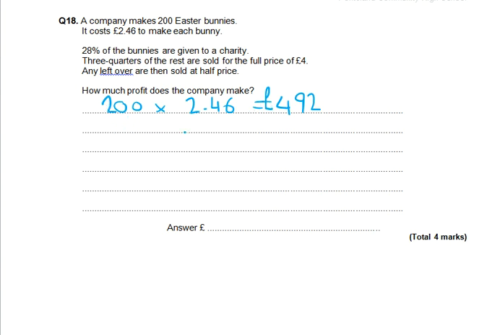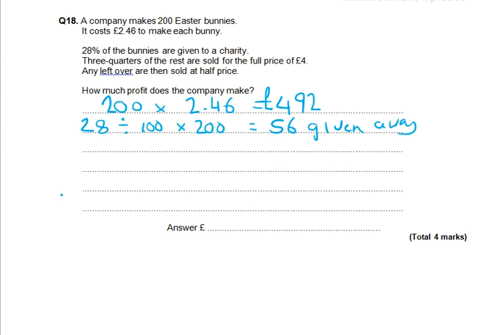28% of these bunnies are given to charity. Okay, so I'm guessing that means that you don't get any money for them. They're just given away. So we've got to work out 28%. Now 28%, 28 per cent means divide by 100, times by 200. So that means 56 bunnies were given away.